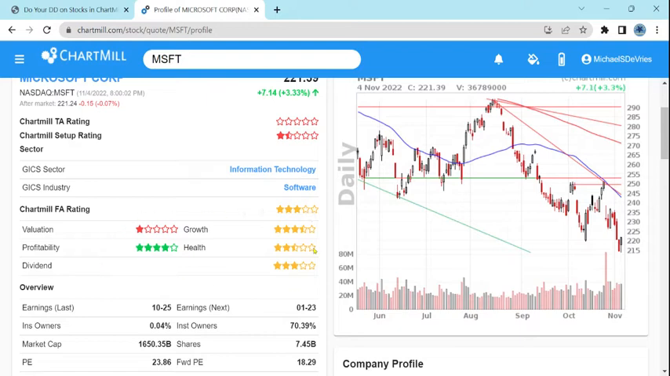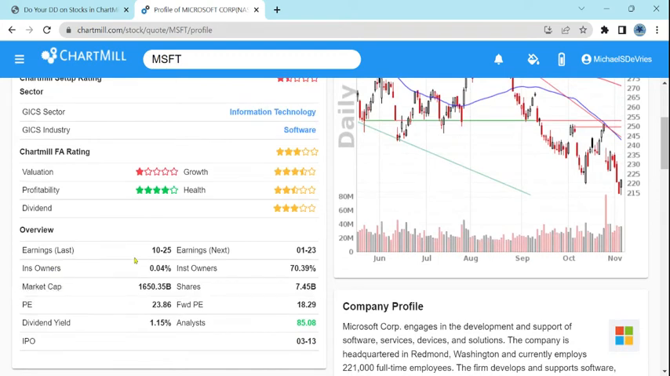And then we can see where the components of that rating come from. In this case, valuation 1 out of 5, profitability 4 out of 5, growth 3.5 out of 5, health 2.5 out of 5, and dividend 3 out of 5. And then again, we get an overview of their earnings dates, institutional ownership, market cap, current PE, forward PE, dividend yield. So again, a high-level overview of everything that you're interested in for that particular stock. And again, you can get more details in the subsequent tabs in ChartMill.